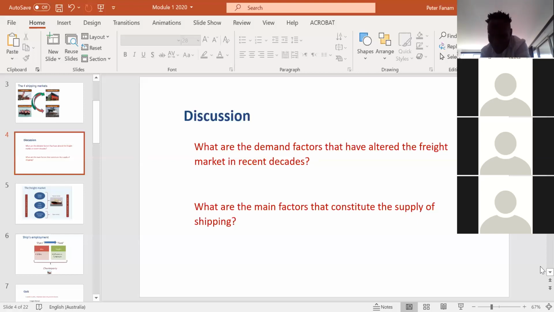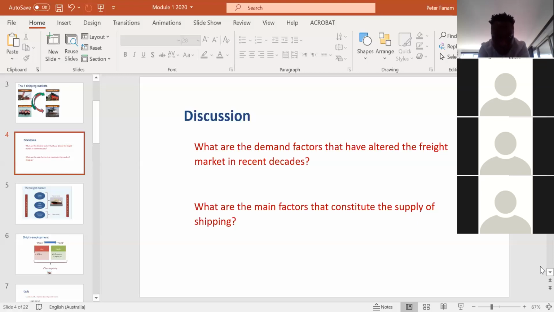The other group, any point you want to share which might be a bit different, or you guys are on a similar page? For the first question, the fuel costs would also affect the freight market. Yep, that's true. The supply and demand of fuel will impact the cost of shipping and everything like that. It's also one of the biggest factors affecting the freight rates, big time.